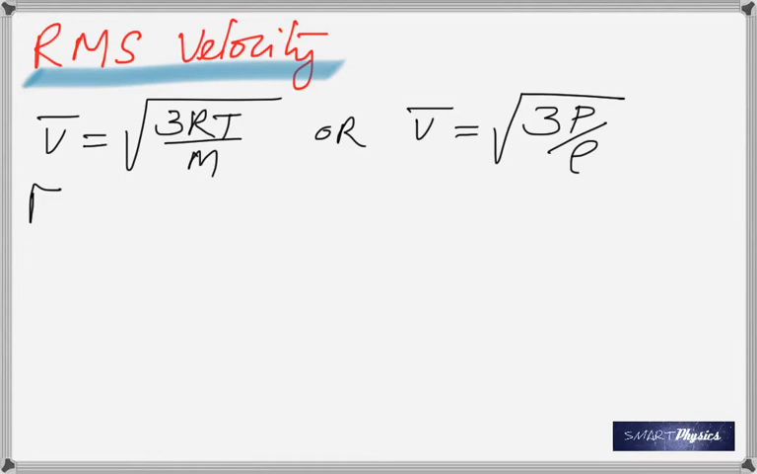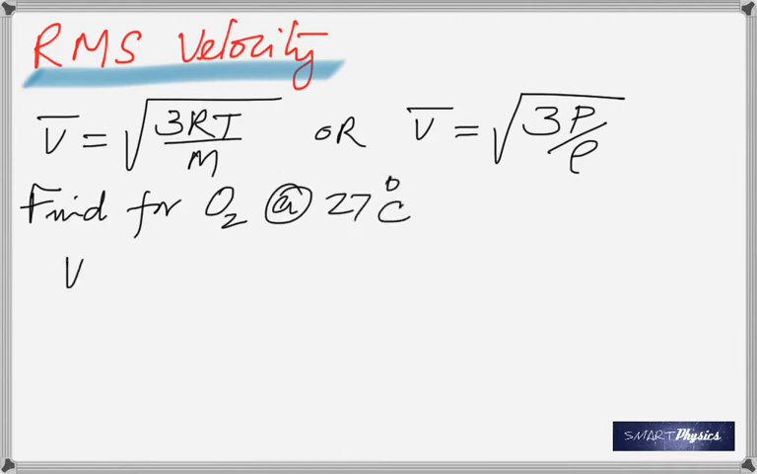I think I'm going to make you do a problem. I think it's oxygen, because that's the most important gas as far as I'm concerned. Find the root mean square velocity of oxygen at 27 degrees Celsius. Go ahead. Find the root mean square velocity of oxygen at 27 degrees Celsius.